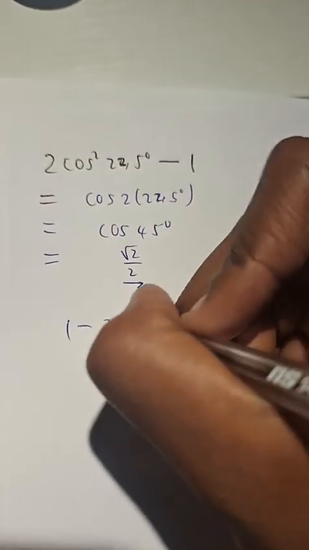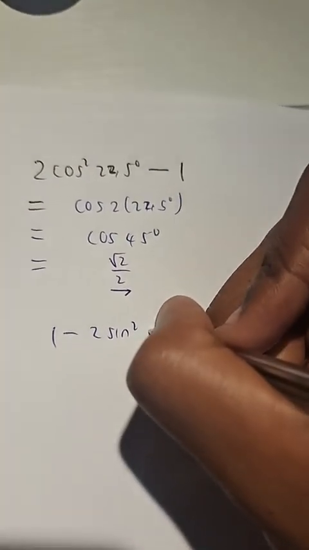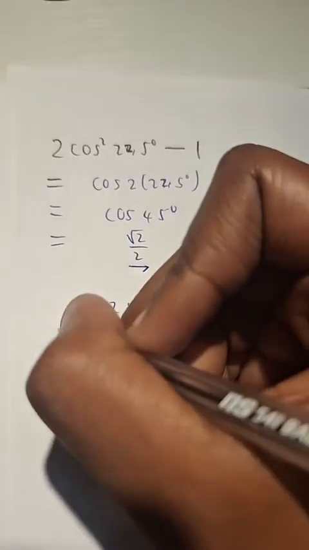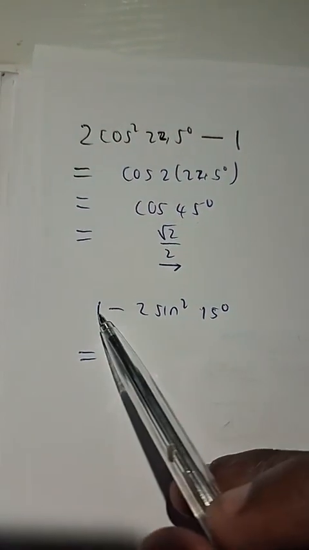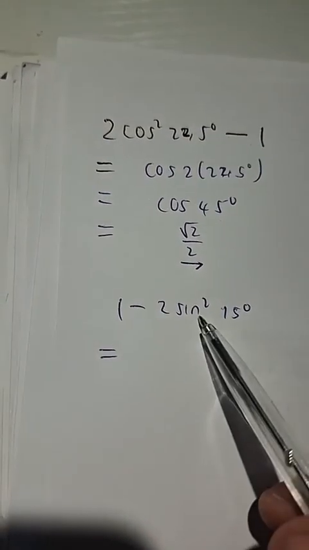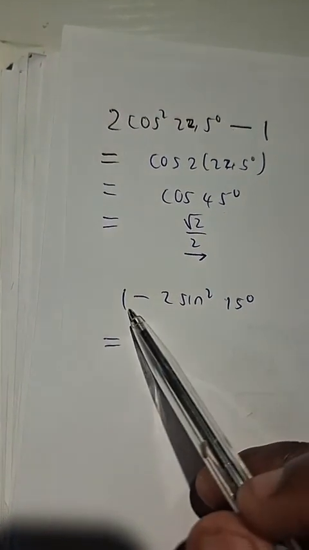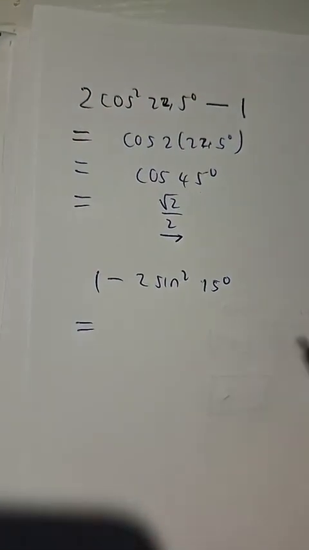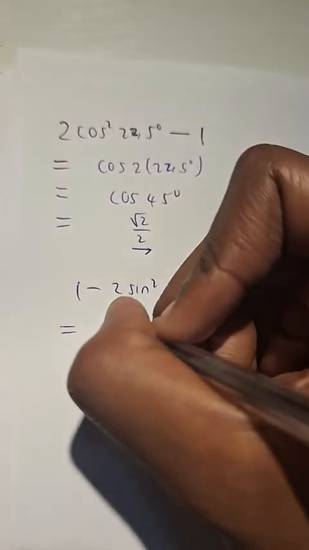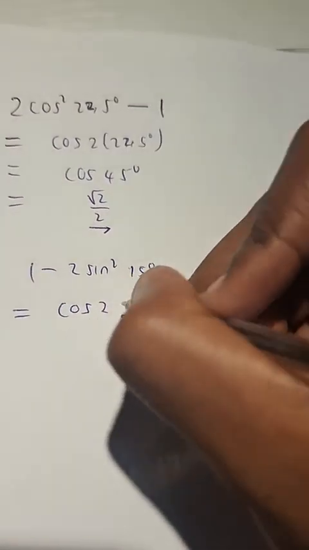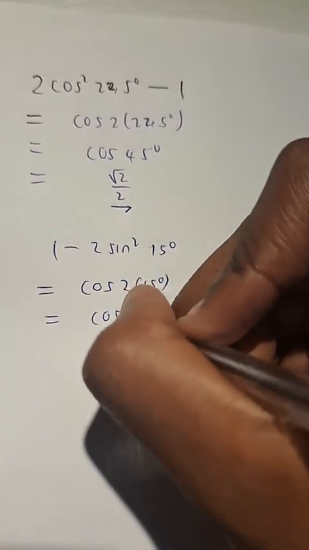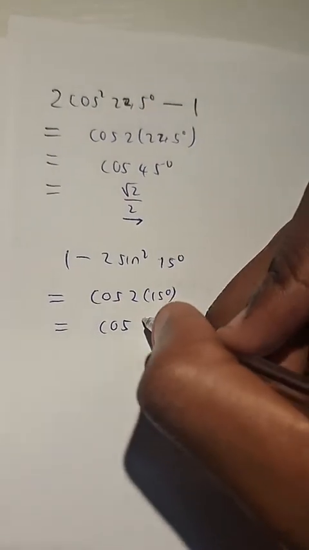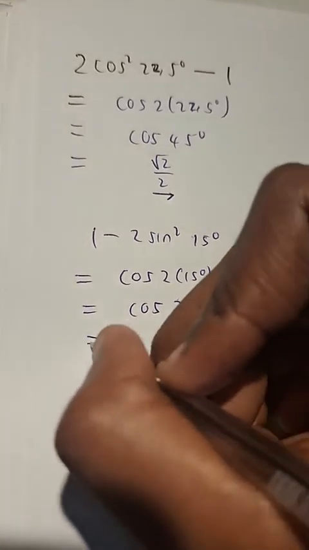1 minus 2 sine squared of 15 degrees. Okay, what do you see here? This is the expansion of the double angle for cos, because this is 1 minus 2 sine squared A. So this is cos of 2 times 15 degrees, which gives you cos of 30 degrees. What's cos 30?